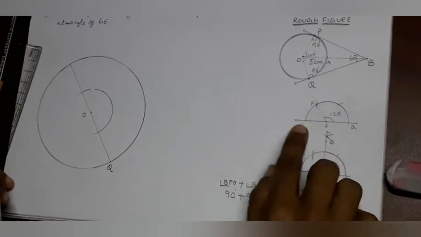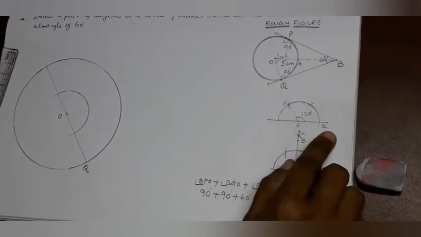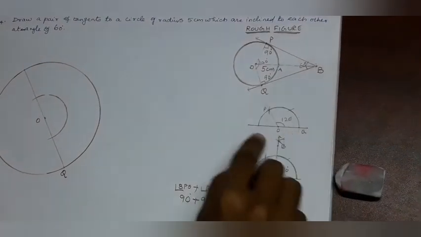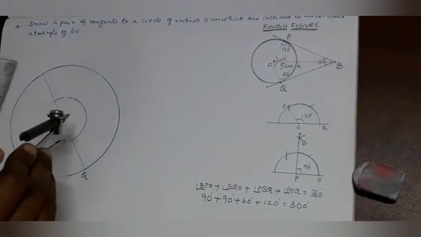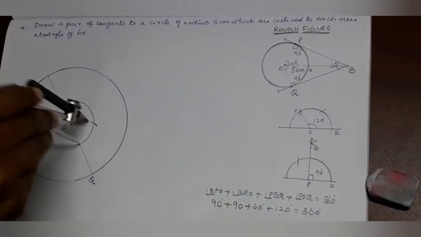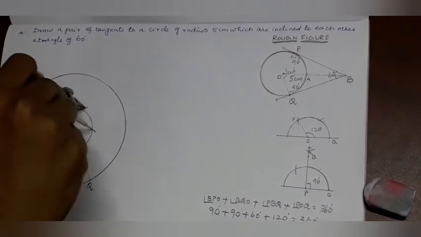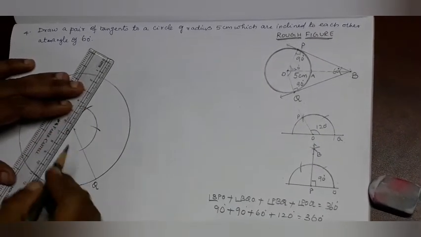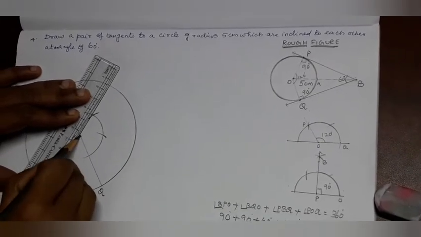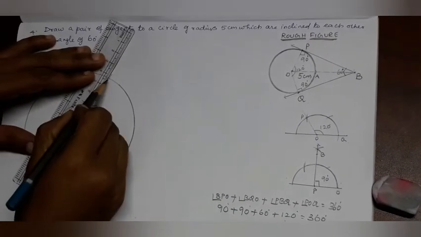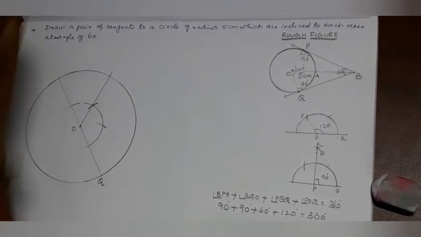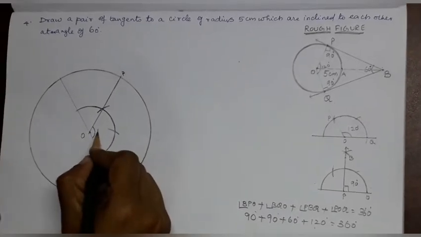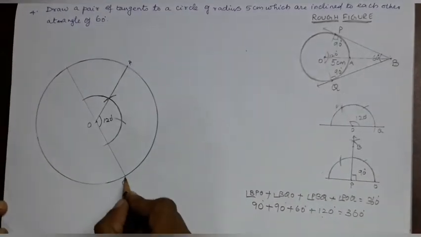See, I have done it separately. See, this is POQ. This is OQ. You have to cut an arc. See, I am doing it. Now we have drawn 120 degrees, that is, angle POQ is 120 degrees.